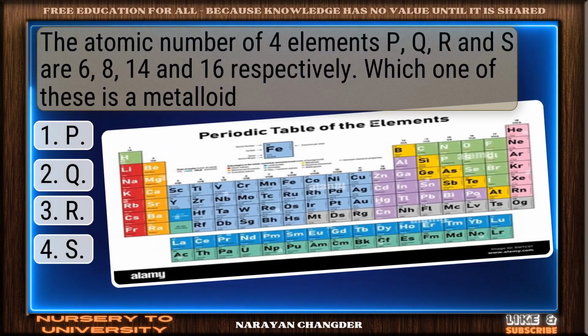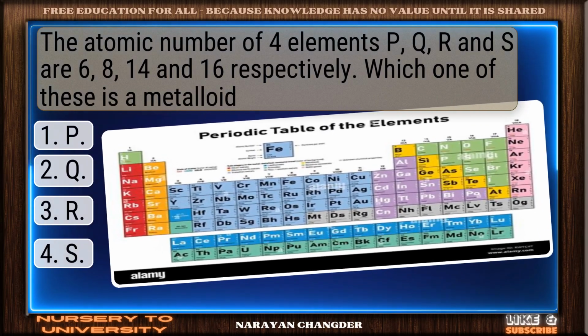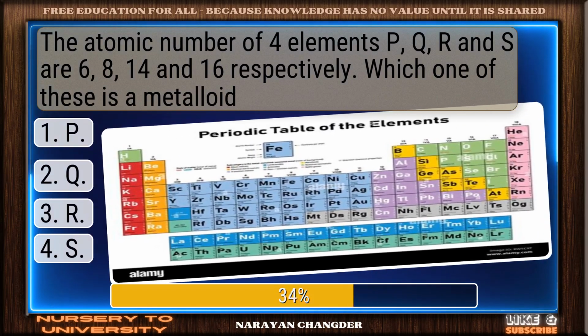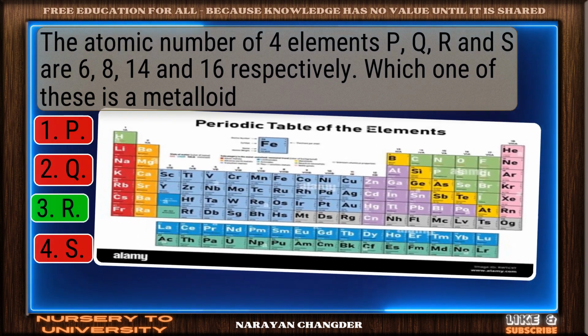The atomic numbers of 4 elements P, Q, R, and S are 6, 8, 14, and 16 respectively. Which one of these is a metalloid? Excellent. R is well reasoned.